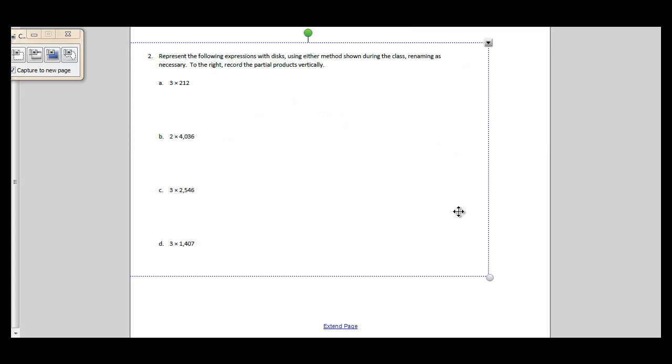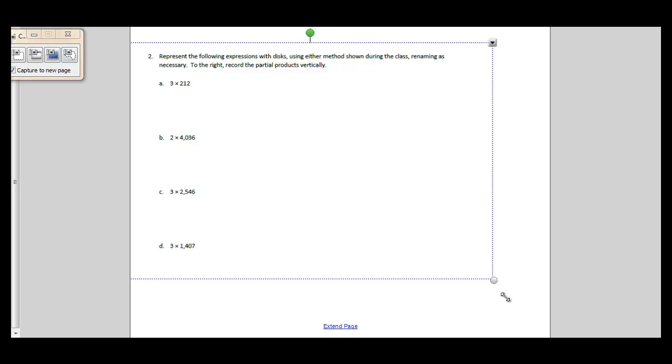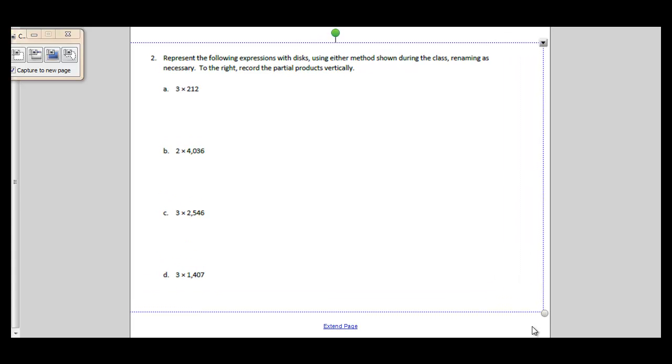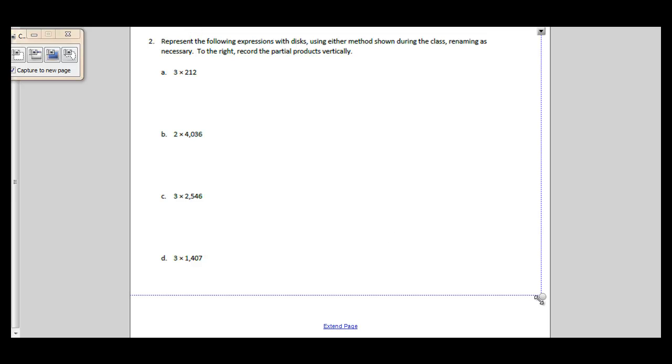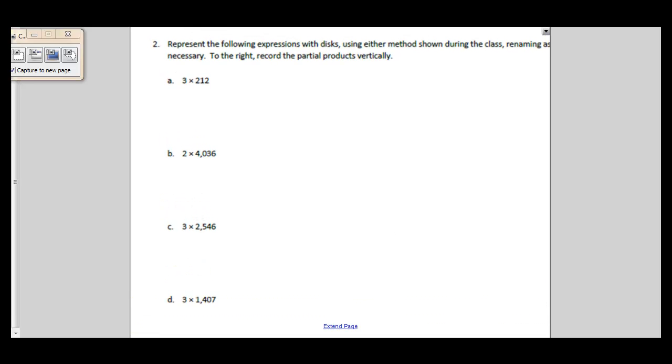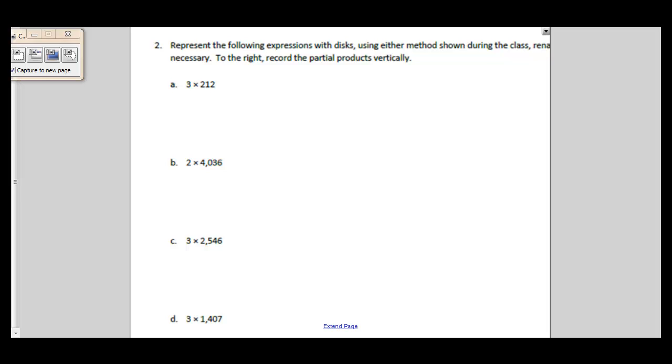Okay, now on this page, we're going to do the strategy that we did in our math journals, which I think is a little bit more mental math, but I think it's a little bit easier to represent. So I'm going to have to make this a little bit bigger because it's hard to see. But you can see it says, represent the following expressions with disks. Use either method shown during the class.